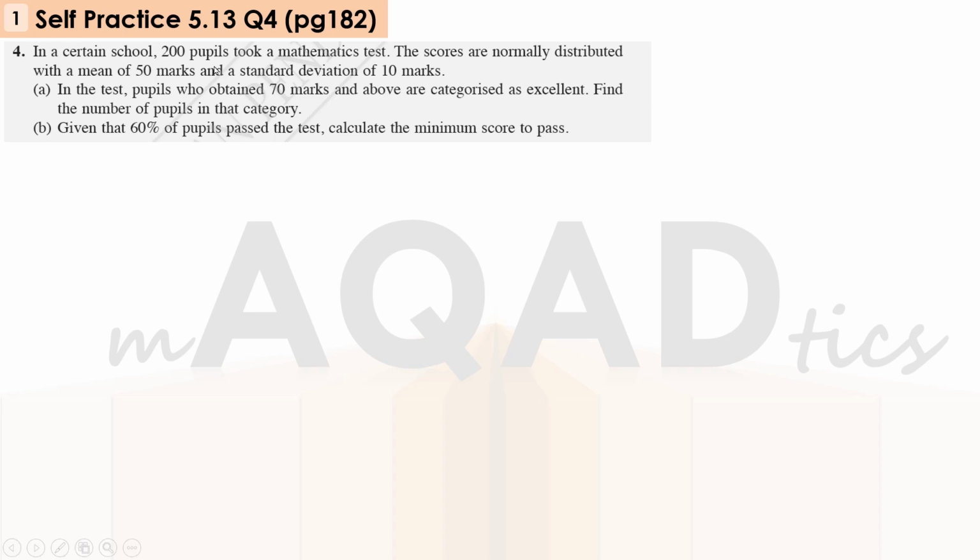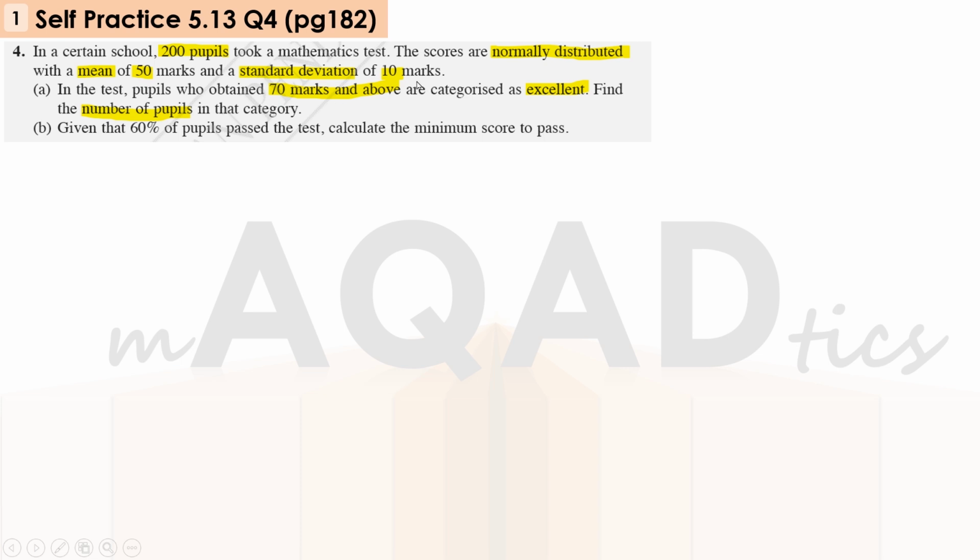For our first question, we have 200 pupils taking this mathematics test, and their scores are normally distributed with a mean of 50, standard deviation of 10. Okay, so this is a sign that we are going to use normal distribution to solve the question. In part A, pupils who obtain 70 marks and above will be considered as excellent. So we need to find the number of pupils within this range.